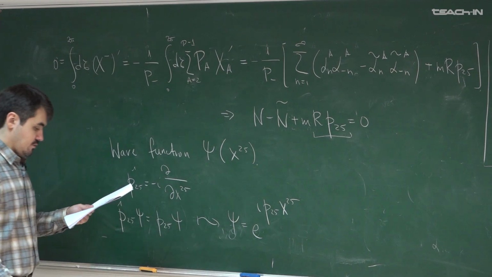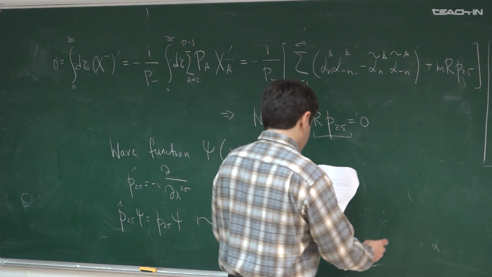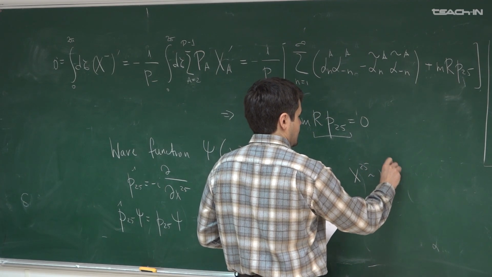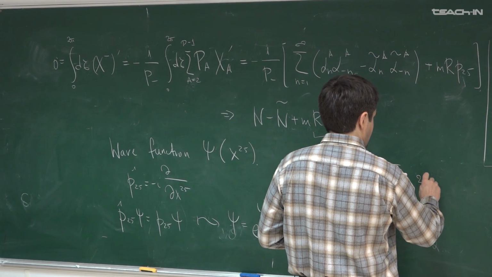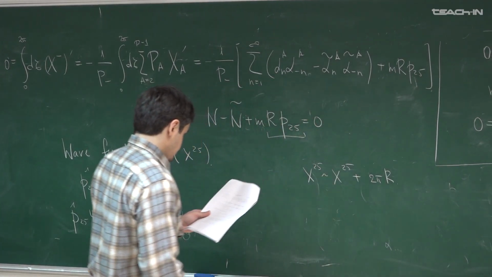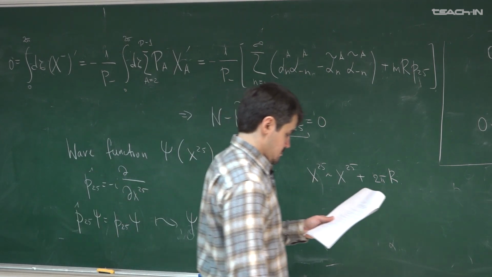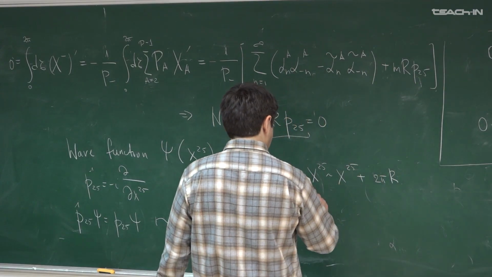But then you have the periodicity condition, right? So x25 is identified with x25 plus 2 pi r. So you shift, and you require psi to be periodic.